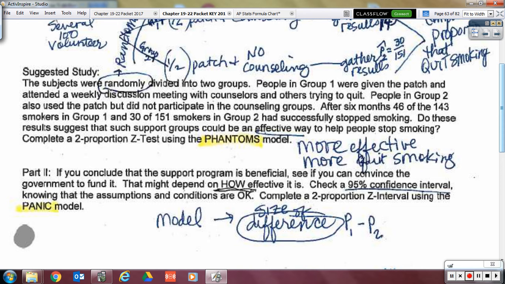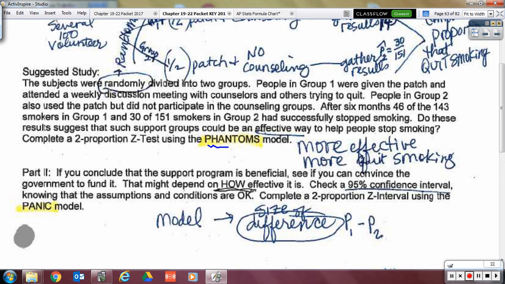Here we go. These subjects were randomly divided into 2 groups. People in group 1 were given the patch and attended a weekly discussion meeting with counselors and others trying to quit. People in group 2 also used the patch, but they did not participate in the counseling groups. So after 6 months, there's the results, and they list a number for a proportion for group 1 and a proportion for group 2. Do these results suggest that the support groups could be an effective way to help people stop smoking? So we want to know if it's more effective. Is there a significant difference? Is it significantly better? That kind of thing. That is a test.